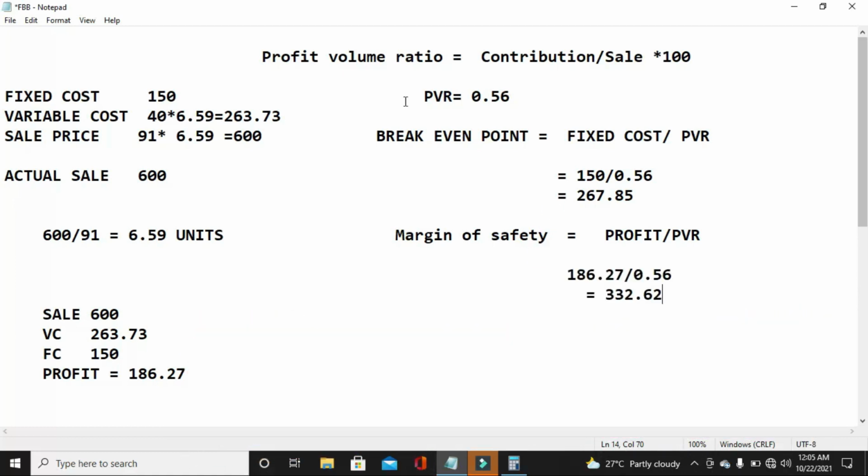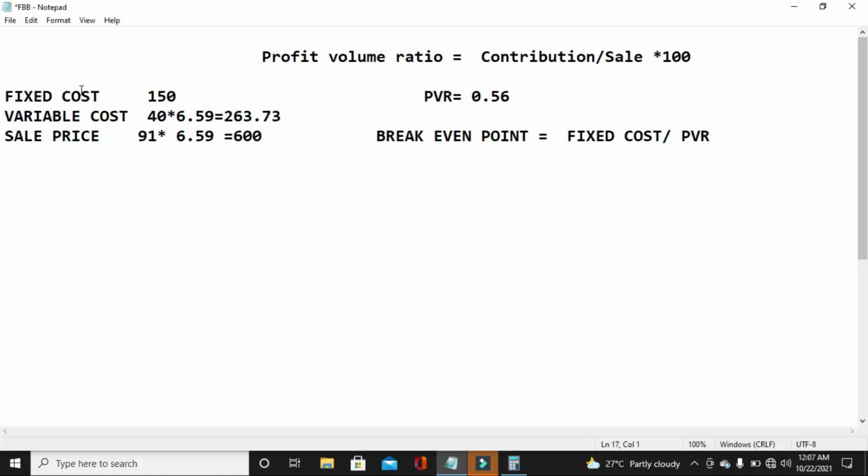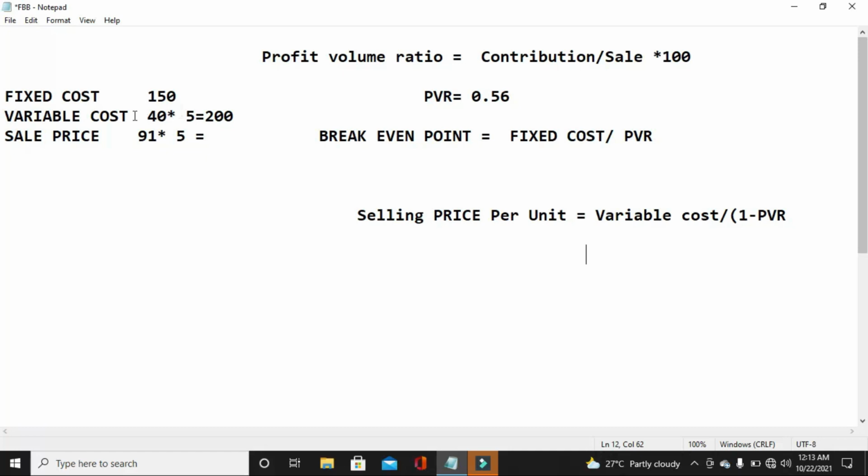So now we have to determine the price per unit so that we can sell that unit according to that price. This is a big question: what price should we select for a particular unit? So now we will get help from profit volume ratio. Profit volume ratio will help us determine the selling price per unit. So guys, we have this data, and on the basis of this data we will calculate selling price per unit. The formula we will use is variable cost divided by 1 minus profit volume ratio. Okay, so the variable cost is 40.